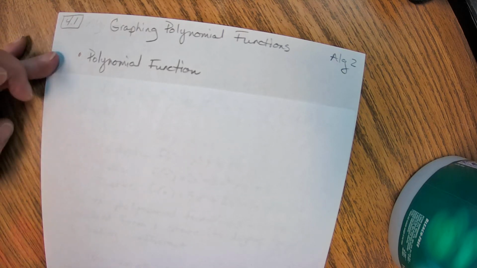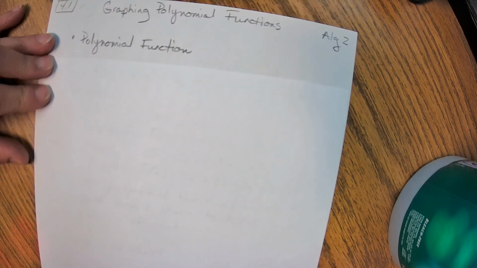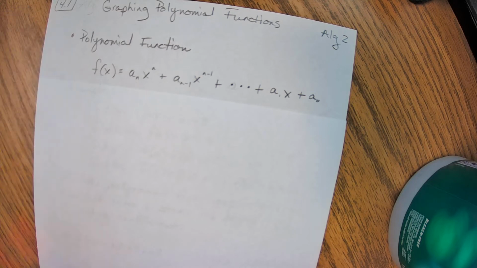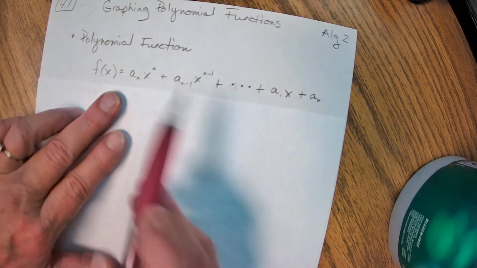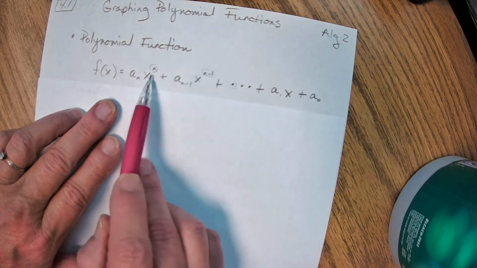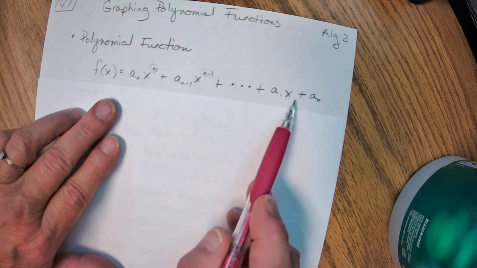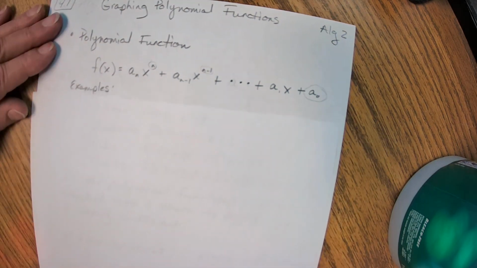Okay, so first of all, we need to know what constitutes a polynomial function. Well, your book is going to tell you, it's going to give you this. Just note the exponents are in descending order. Like if this is 5, this would be 4, the next one would be 3, the next one would be 2, and it always ends with the constant.